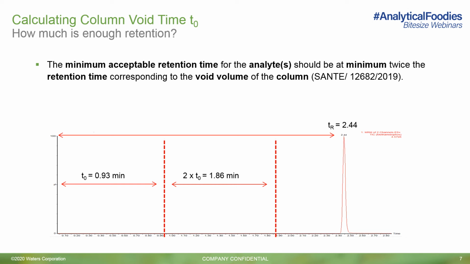Let's consider again the EU SANTE guidelines. They specify that the minimum acceptable retention time for the analytes should be at minimum twice the retention time corresponding to the void volume of the column. If we take the column void time, or T0, that we calculated in the previous slides and multiply that by 2, we can see our pesticide, in this case methamidophos, is retained, as 2 times our T0 is equal to 1.86 minutes, and our pesticide's retention time is 2.44 minutes.